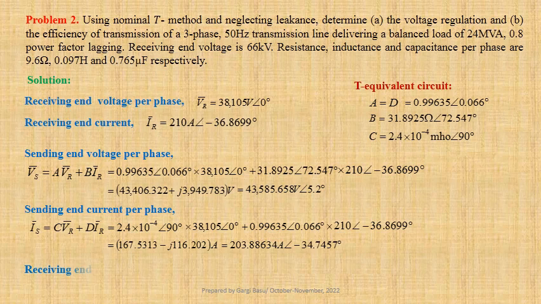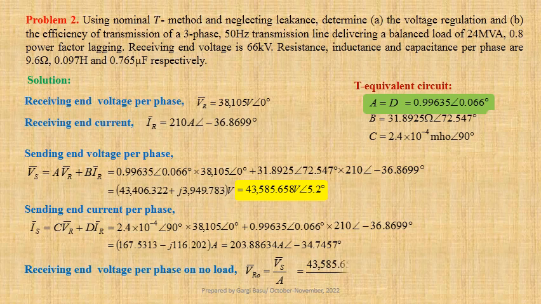On no load, receiving end current IR equals 0. Therefore, receiving end voltage per phase on no load VRO equals Vs divided by A. Using values we get 43,585.658 at an angle 5.2 degree divided by 0.99635 at an angle 0.066 degree. That gives us 43,745.328 volt at an angle 5.134 degree.